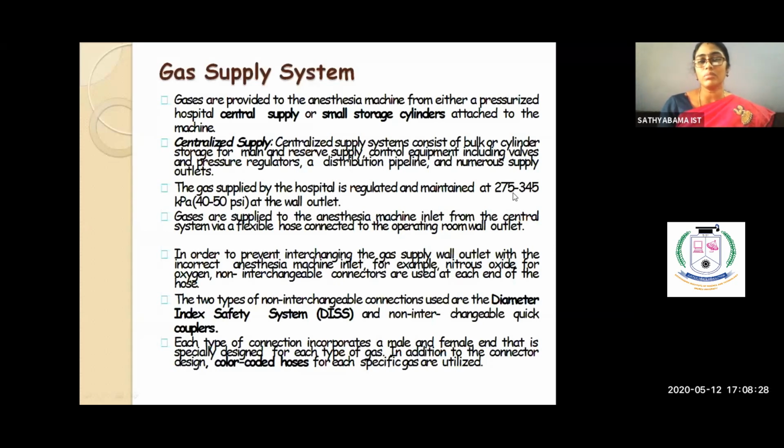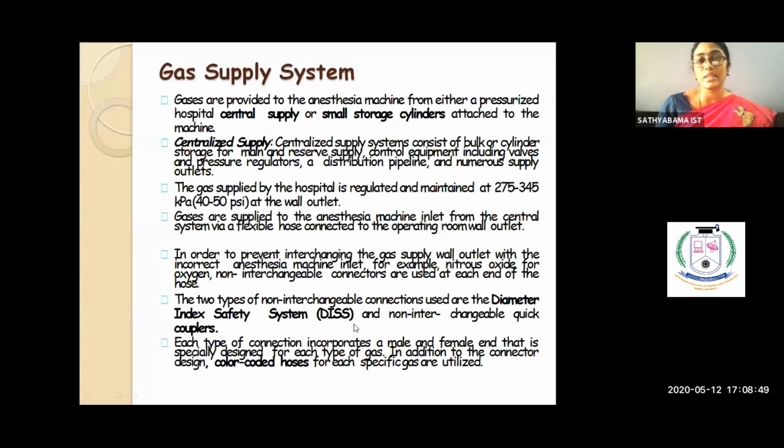Every time, the pressure has to be only 275 to 345 kilopascals, right? That is the pressure which has to be maintained. It should not go below that, and it should not go above that. When it goes to the patient, it will cause lots of other complications, right? So that's what it is. And then, as said, these are the major things you have to think about.